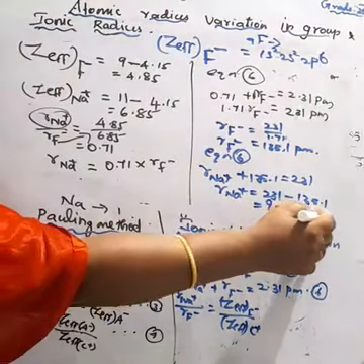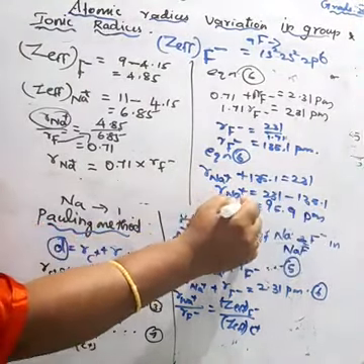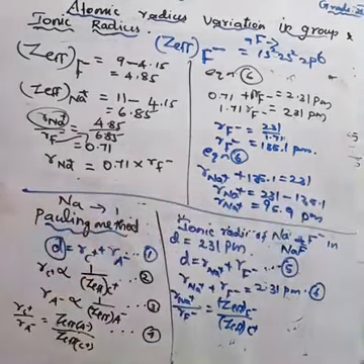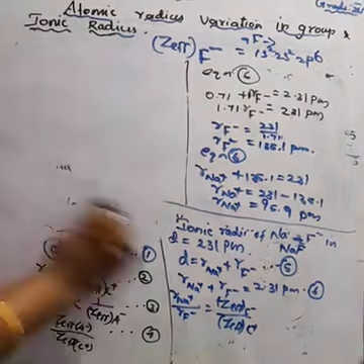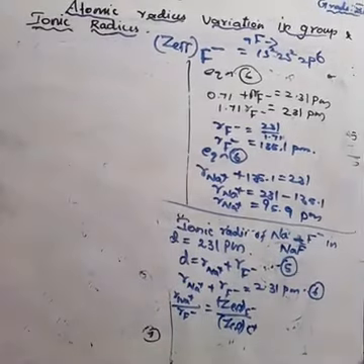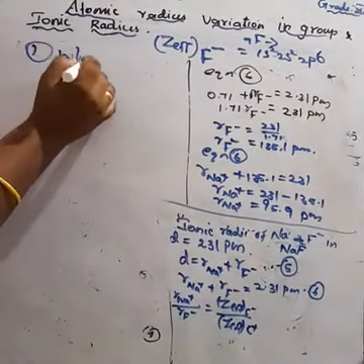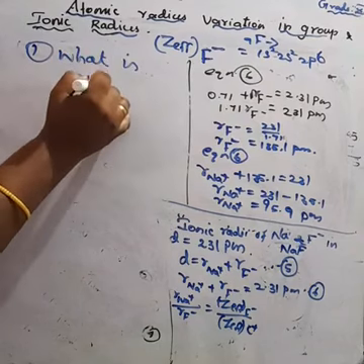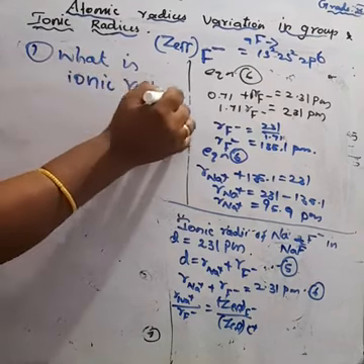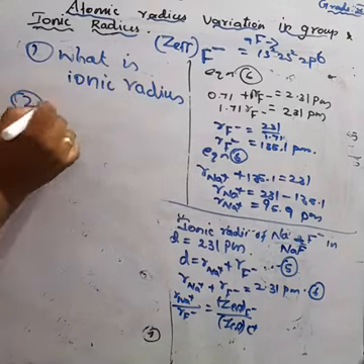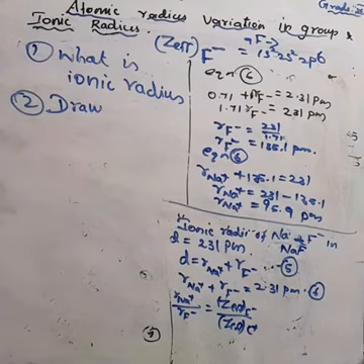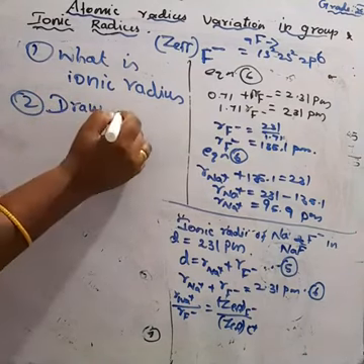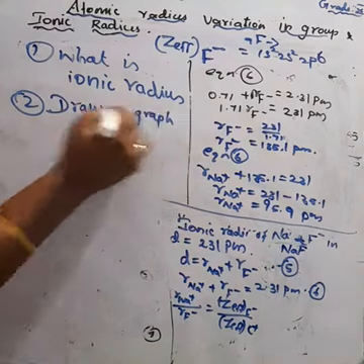I hope all of you understood about the ionic radius. If you have any doubt, you can ask me. Today I give two questions. Question number 1: What is ionic radius? And question number 2: Draw a graph from activity 3.1.